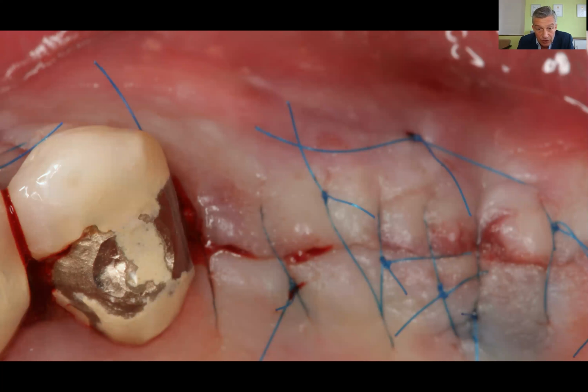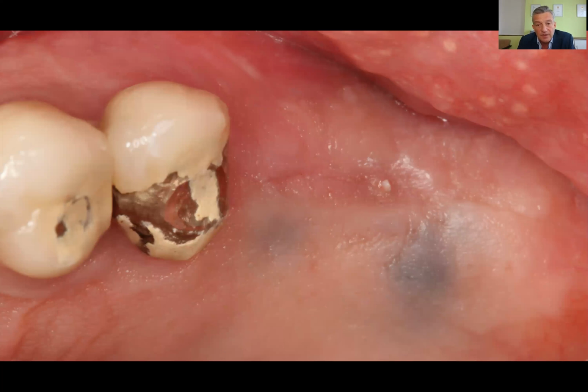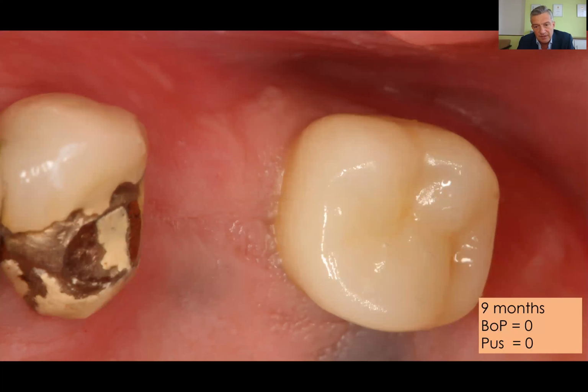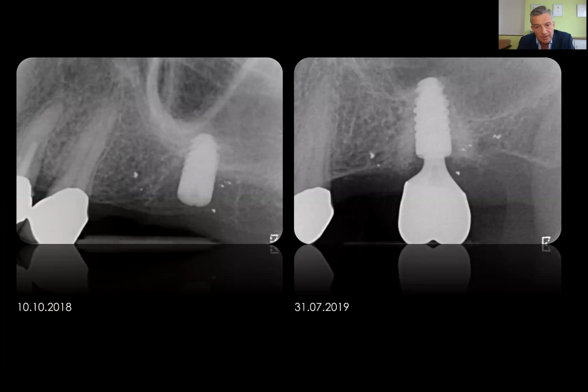This is the sutured site healing. Some particles penetrated the flap over time, but you know yourself that this might happen. And this is the clinical result after 6 months. And this is after 9 months.